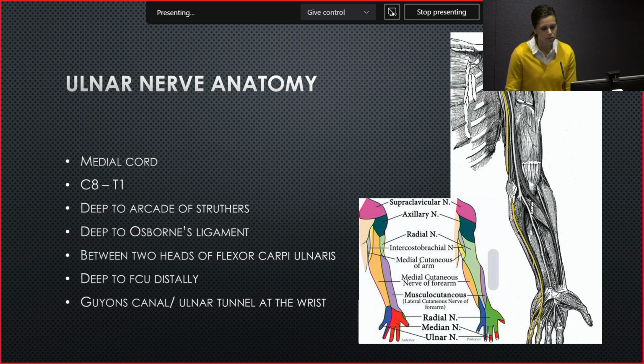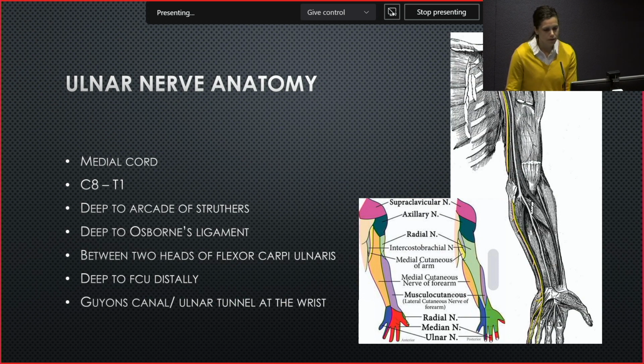And at the wrist, it travels through the ulnar tunnel, also known as Guyon's canal. And the ulnar nerve is superficial and ulnar to the carpal tunnel. It doesn't run in the carpal tunnel. Just into the ulnar tunnel, it'll divide into a sensory and motor branch.